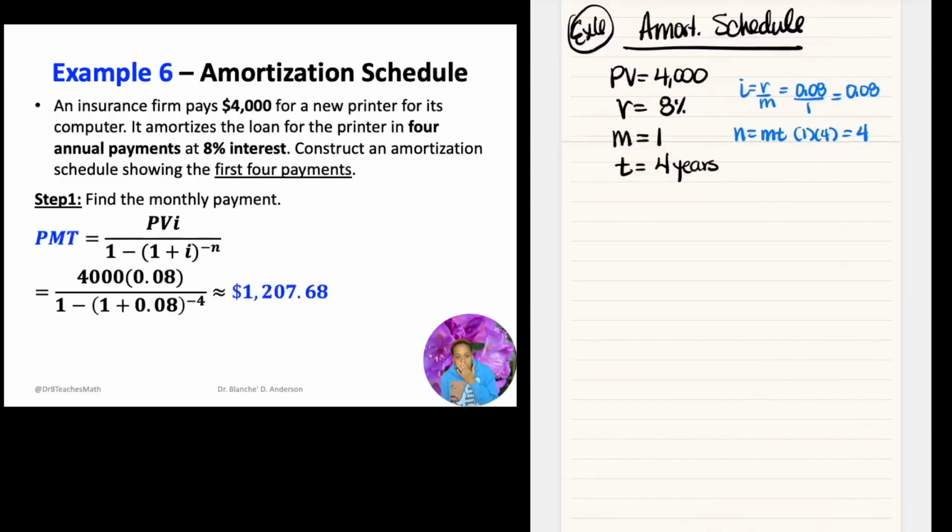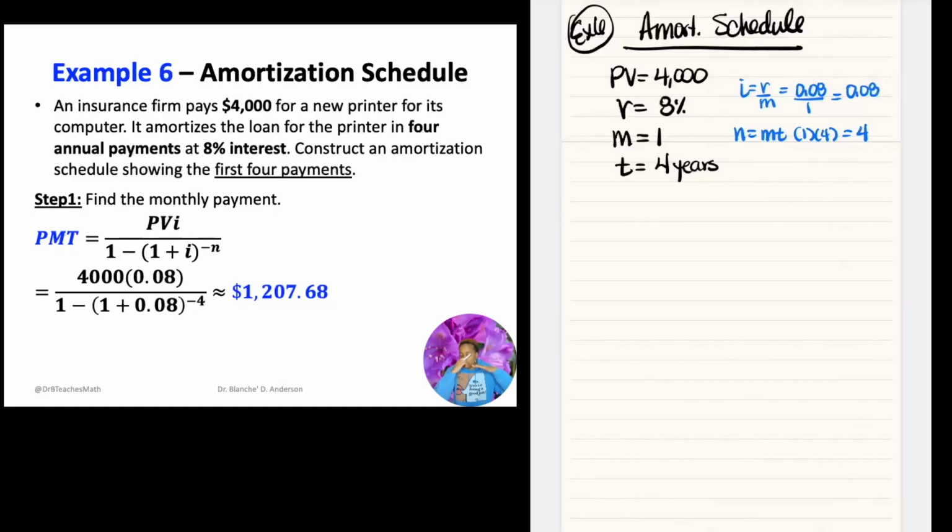So same thing that we've been doing this whole time. The payment formula: present value times I, divided by 1 minus 1 plus I to the negative n. When you plug it in, you get a payment of $1,207.68. Remember, your payment doesn't change for the life of the loan. We're just going to do the first four payments for this. Since there's only 4 annual payments, it works out.